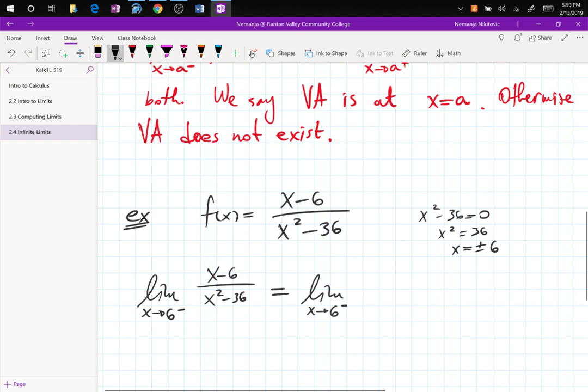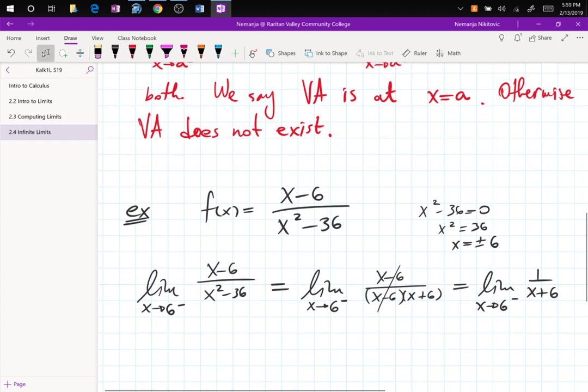All right, so can I plug in and solve? No, right? Because we get 0 over 0. So we have to use some other witchcraft. What should we do? Factor, very good. So x minus 6 on top, x minus 6, x plus 6. These cancel. And now I have to worry about the limit. X goes to 6, from the left, 1 over x plus 6. 1 over 12.